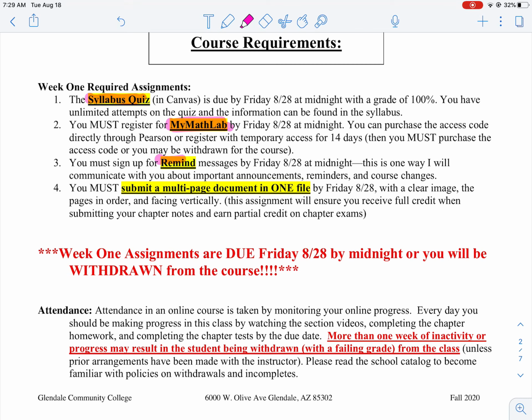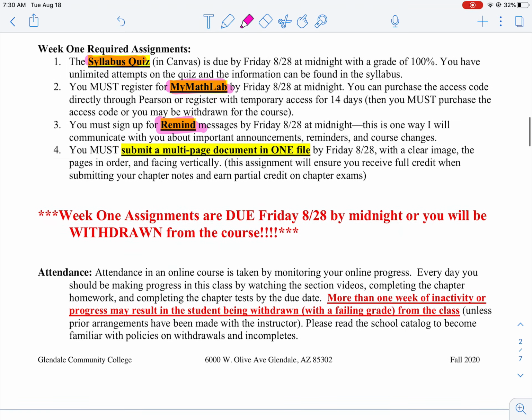Assignment number 3, I need you to sign up for the Remind messaging system. It's an app that I use to send out quick reminders, announcements, and any course changes. I don't know how often you all check your Canvas email, but I know y'all have your phones next to you 24/7, right? So this is the quickest, easiest way for me to send you fast reminders or announcements or anything like that. So please make sure that you sign up for Remind by Friday so you can be part of our message system.